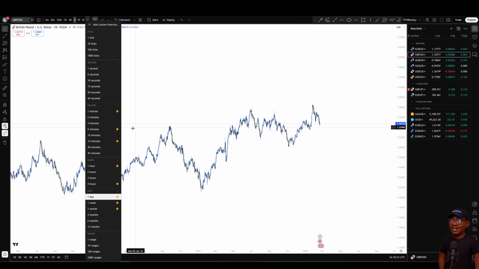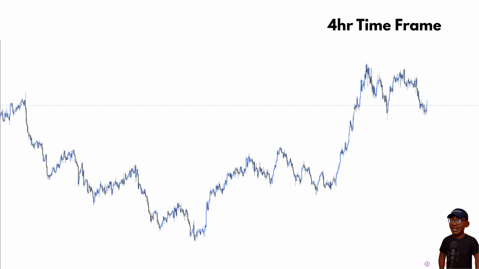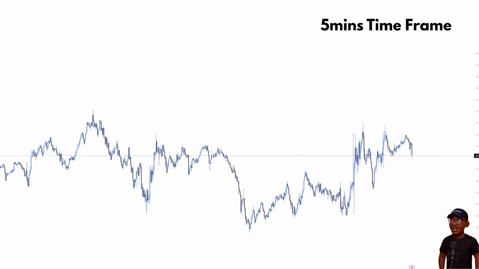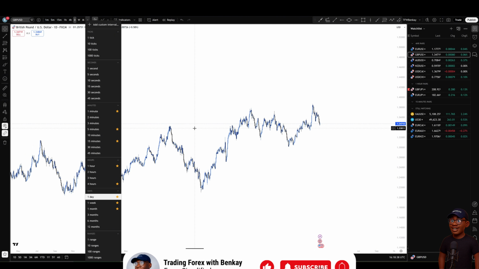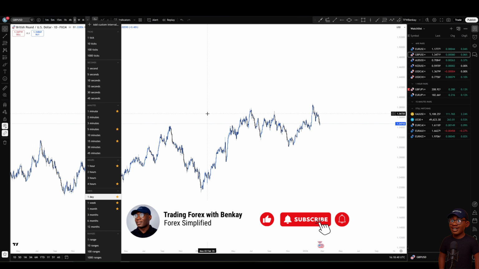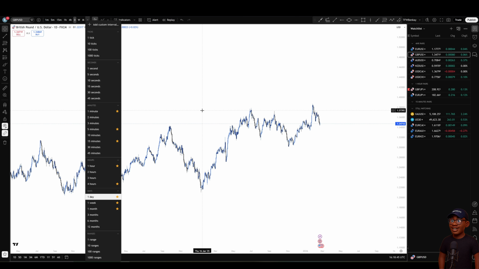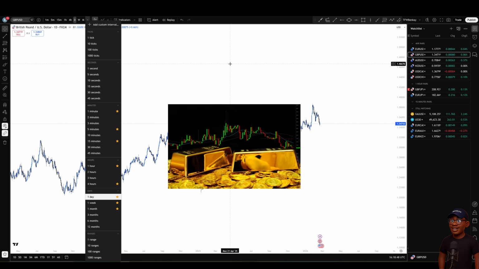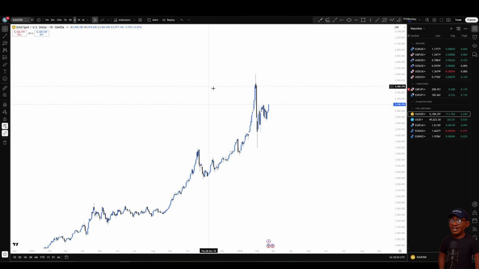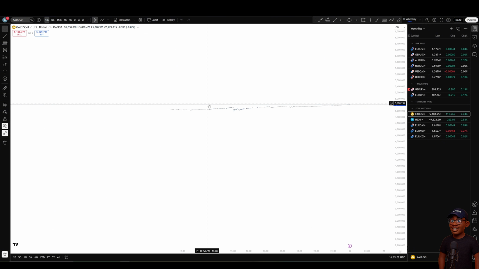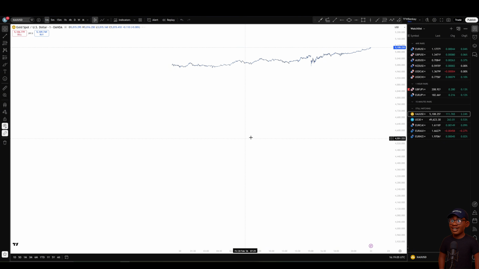Now, a lot of people think that using one time frame has an advantage over the other, but that is not the truth. Every time frame has its purpose and use, and all time frames work together. Now, there are certain time frames that are more suitable for certain kinds of instruments as compared to other instruments. An example is gold. When you are trading gold, it will be much more suitable for you to trade gold on the lower time frame, like the 5 minutes or the 1 minute, than any other time frame.